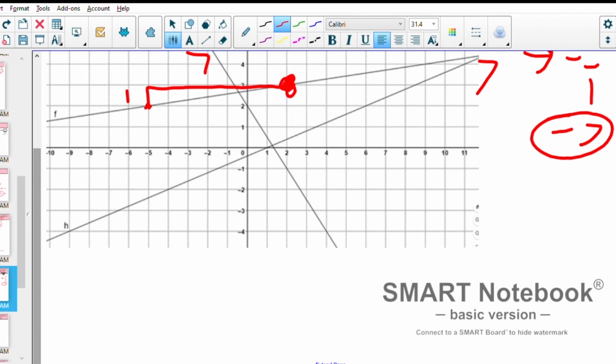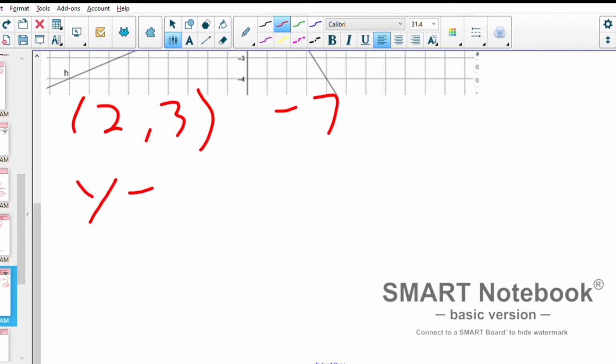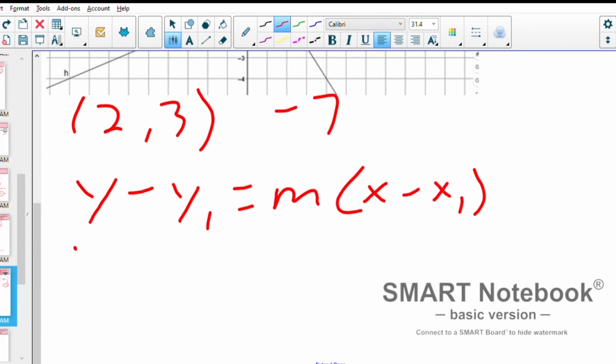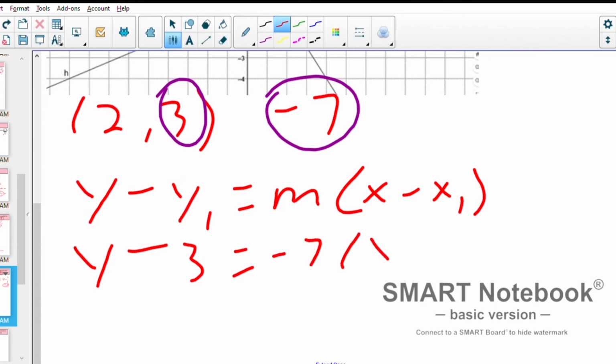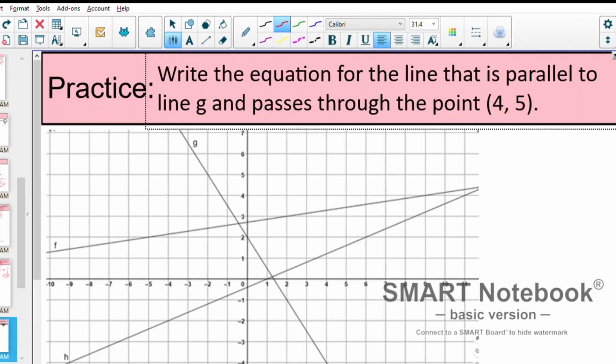So let's use again point slope form because that is not our y-intercept. So we've got our point 2, 3, and our slope is -7. And point slope form is y minus y1 equals m times x minus x1. So we get y minus our y value, which is that 3 right there, equals our slope, which is right here, -7 times x minus our x value, which we see right there, of 2. Alrighty. Now we're on to our next one. Again, we're leaving that in point slope form.